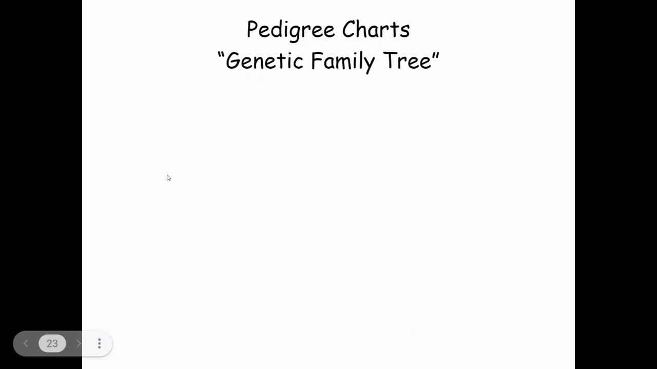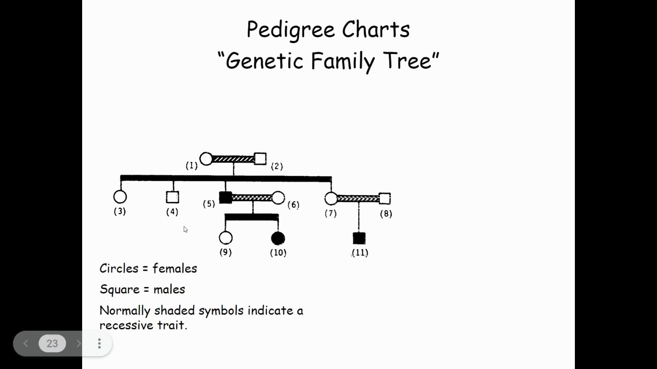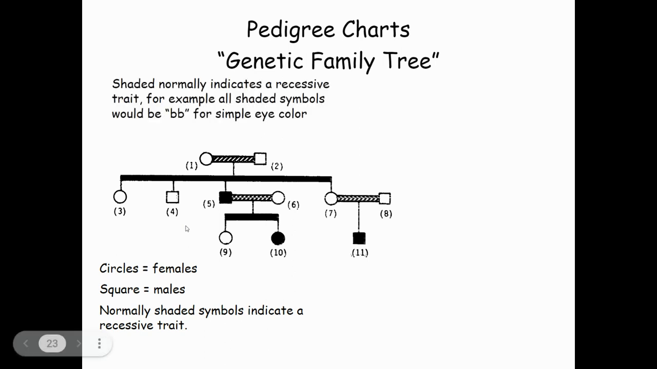Okay, let's look at something called the genetic family tree. Let's look at this scenario. Circles are female, squares are males. Normally, shaded symbols indicate a recessive trait. For example, all shaded symbols would be little b for simple eye color. Just think of a monohybrid cross. That makes sense. You're only going to get the actual trait if you have homozygous recessive for that trait.